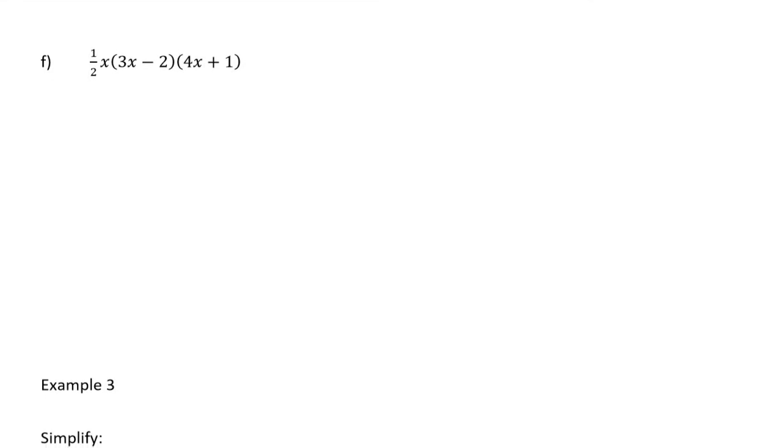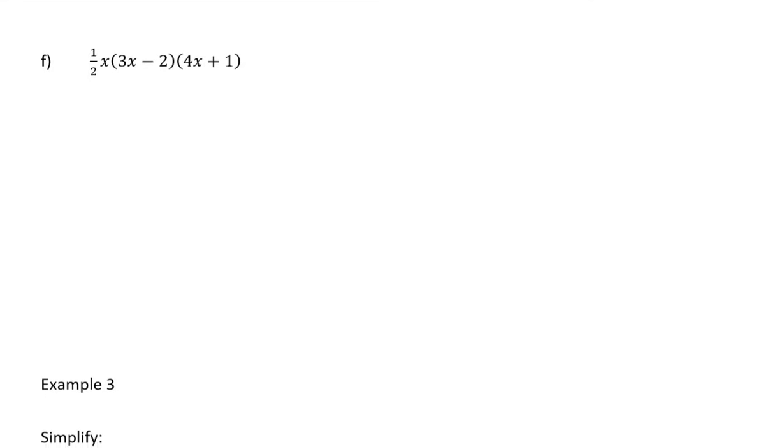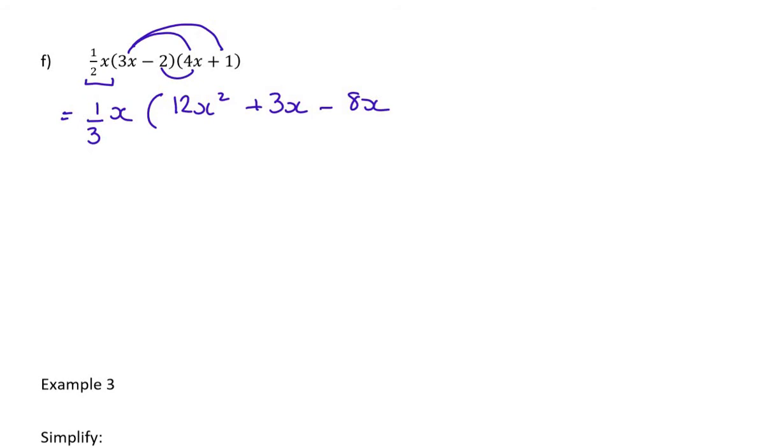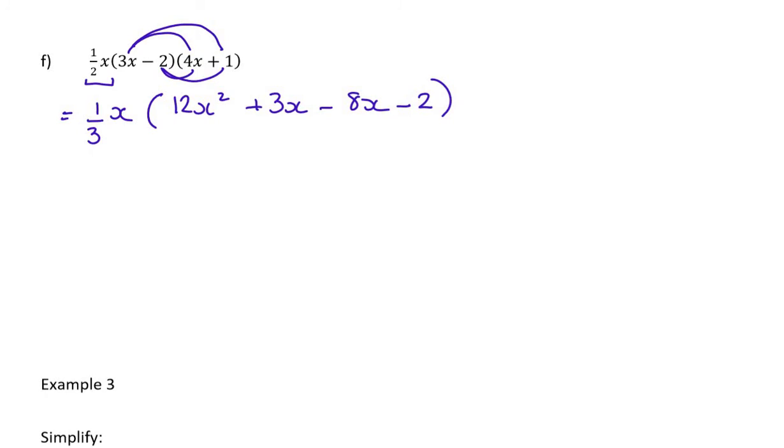Okay, now our last one for this example, I've put a fraction in, just to remind us that fractions are not the worst thing in the world. So I'm going to leave my third x outside, and I'm going to multiply in. So this is 12x squared plus 3x minus 8x minus 2. So I'm going to add up my like terms in the bracket to make my life easier.